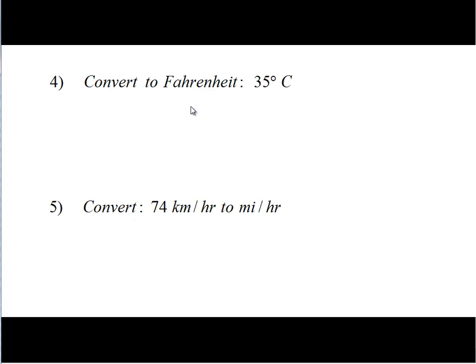Okay, convert to Fahrenheit. There's a formula. Fahrenheit is 9/5 centigrade plus 32. Because centigrade, 100 degrees, converts to 212 degrees. That's the boiling point of water. So it's 9/5 centigrade plus 32. So you take your centigrade temperature, 9/5 times 35 plus 32. You can type that in your calculator. 9 times 35 divided by 5 plus 32 should be 95.